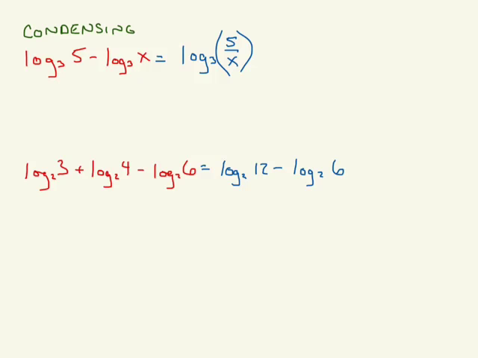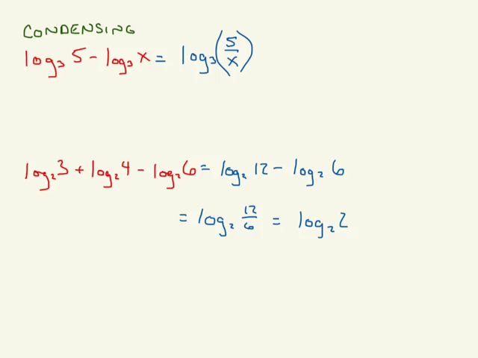Now we can take that a step further. We can make that into a log base 2 of 12 over 6, also known as a log base 2 of 2. And that we have to take one step further, because remember what a logarithm is. It's saying, hey, this 2 raised to what power gives me a 2? Well, this is one that we should be able to simplify, correct?